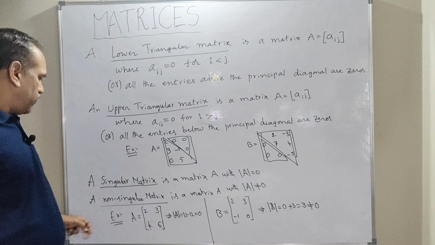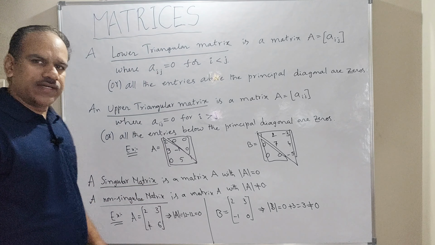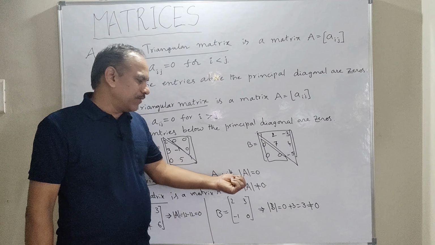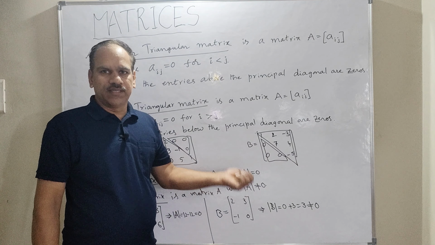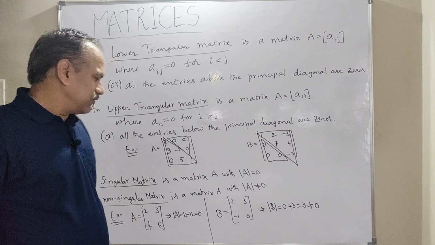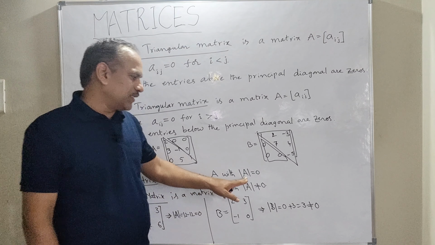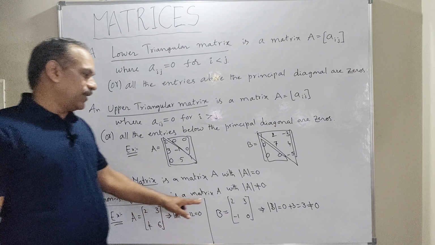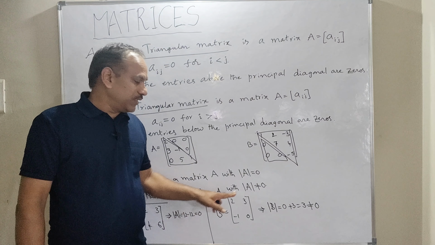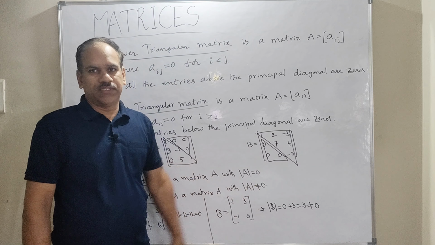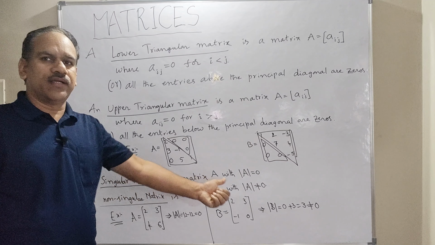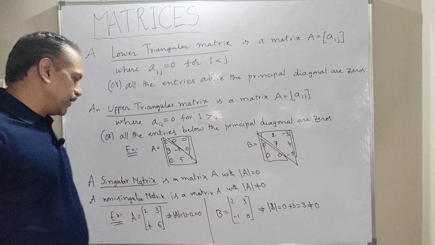Right. And what is a singular matrix? A singular matrix should be a square matrix because the determinant is defined only for a square matrix. So a singular matrix means it is a square matrix with the determinant equal to 0. And what is a non-singular matrix? It is a matrix with a determinant not equal to 0. Singular means equal to 0. Non-singular means not equal to 0.